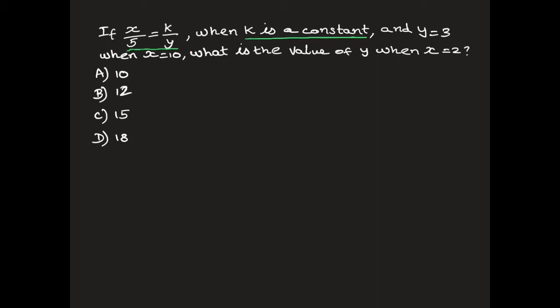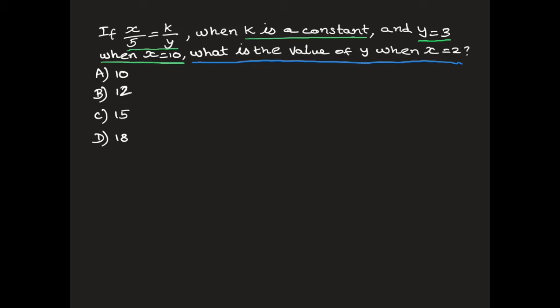Our third piece of important information is that y equals 3 when x equals 10. That's just giving us our x and y for the proportion that we saw at the beginning of the question. And finally, our last piece of information is the question. It's asking us to find the value of y when x equals 2.